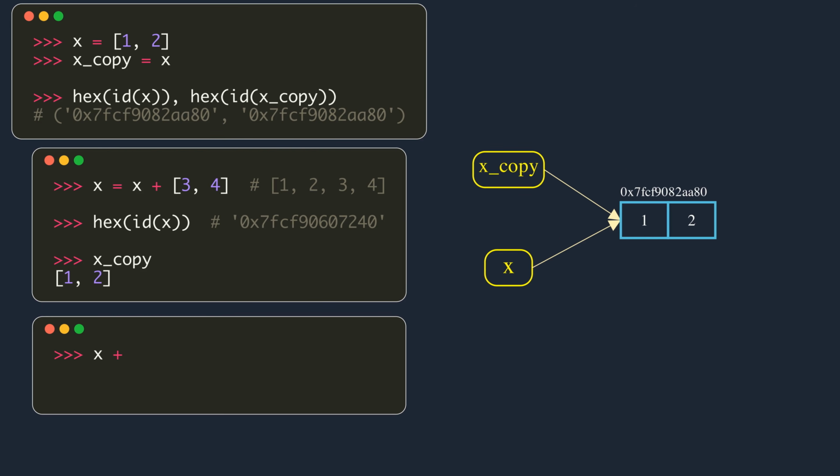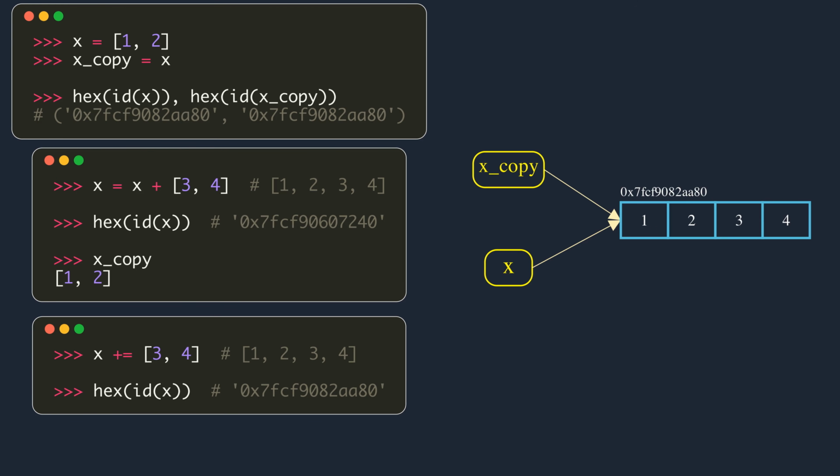Like many other languages, we can replace this operation with the augmented assignment operator +=. The value of x becomes the same as before, but how it does is different this time. New elements are appended to the end of the existing list. The address of x is not changed, and both x and x_copy will see the new value.